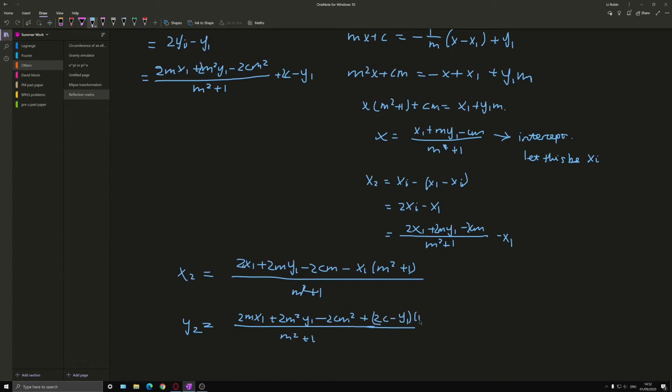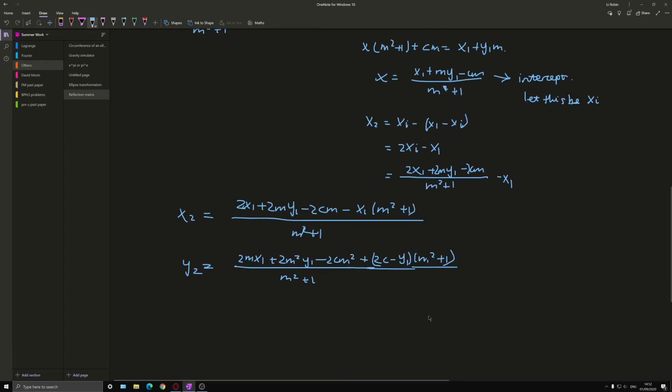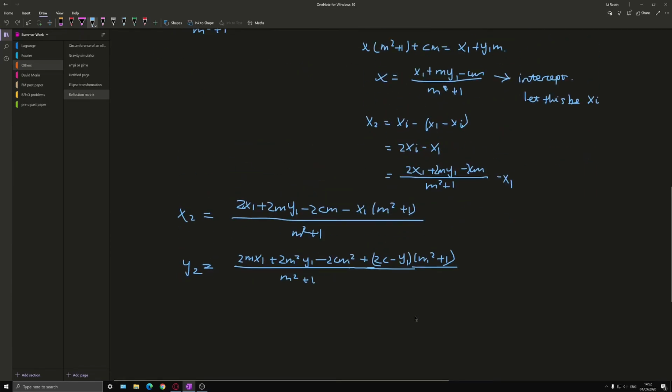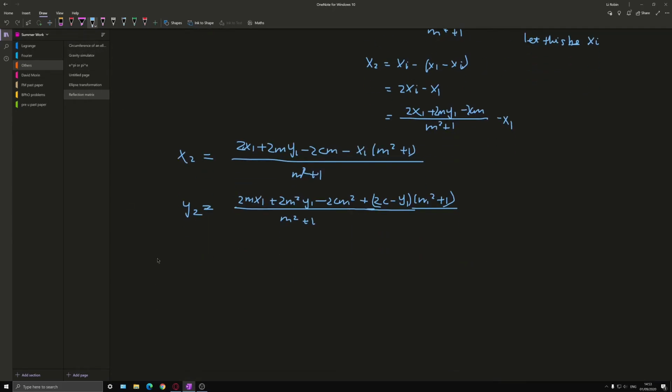Finally, we simplify our results for y2 and x2. These will give the coordinates of the reflected point. In the next video, I will convert these two equations into a matrix transformation. But before that, let us do two tests on our formulae to see if they work.